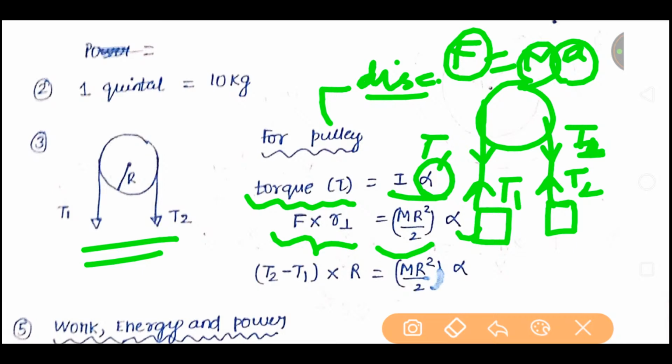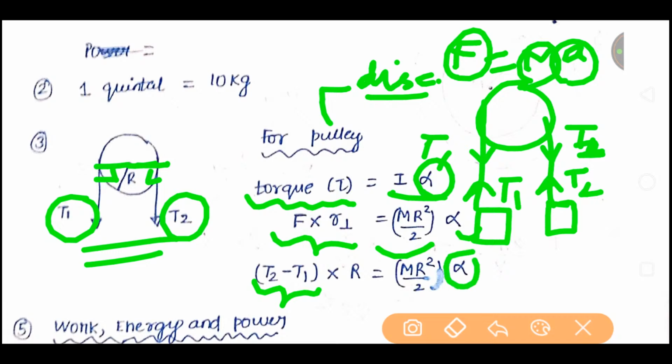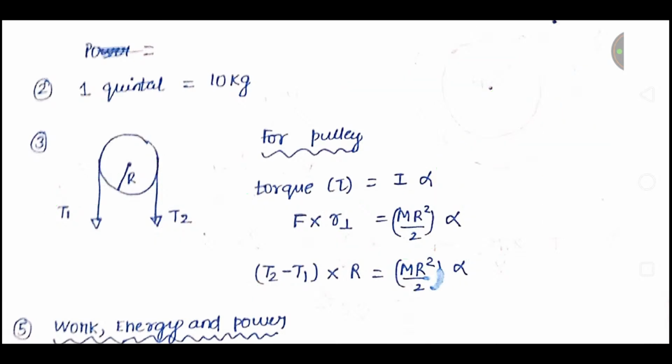What is the net force? Assume T2 to be greater. So T2 minus T1 is the net force. What is the perpendicular distance? R. R is the perpendicular distance for both the forces. So (T2 minus T1) into R is equal to mr square by 2 into alpha. In this way, you have to solve the pulley sum. From this, you can find the angular acceleration of the pulley.